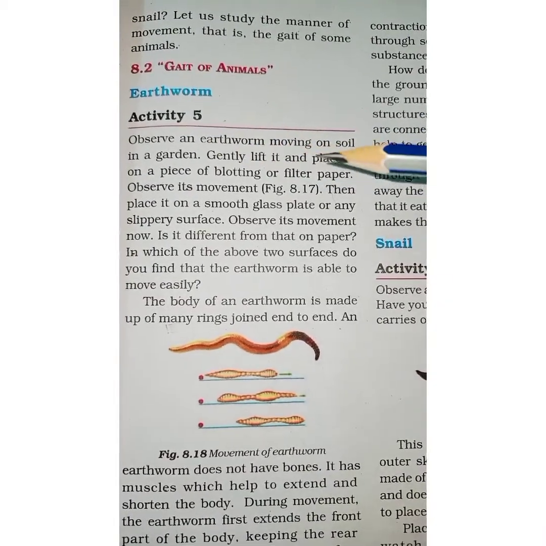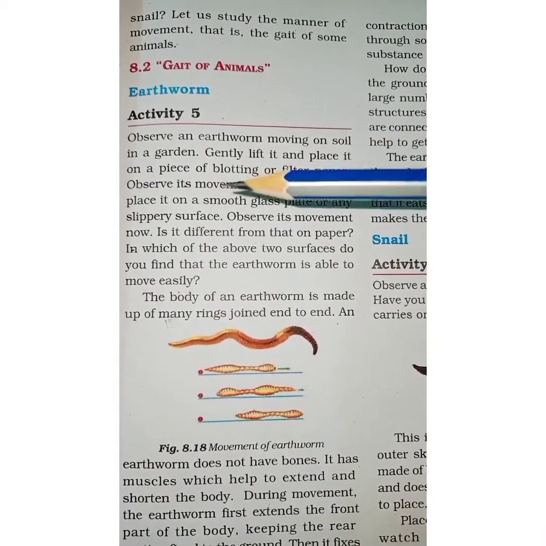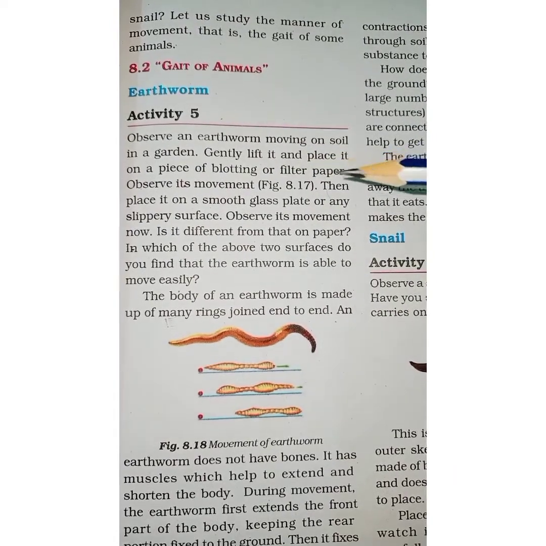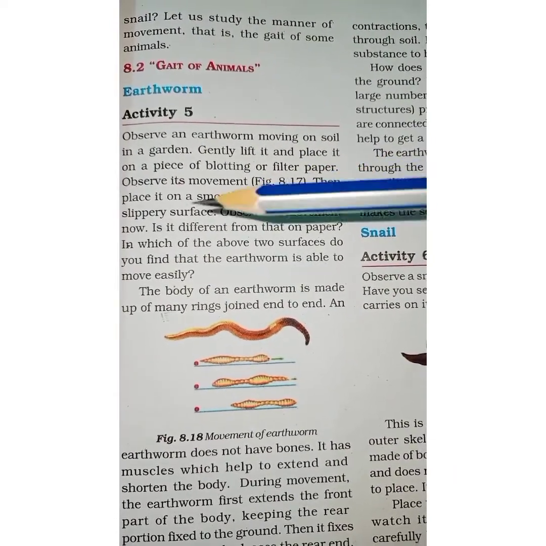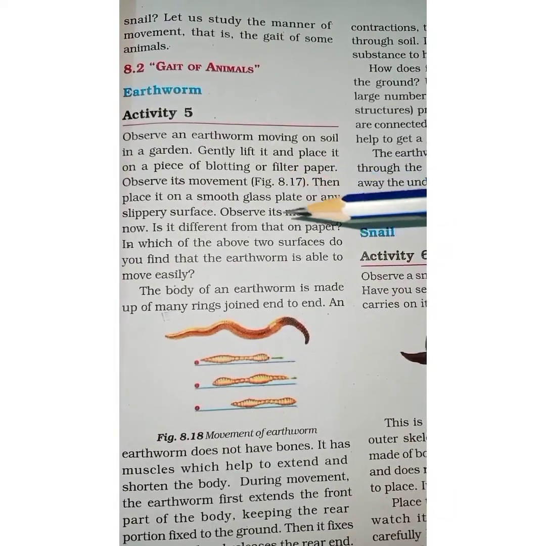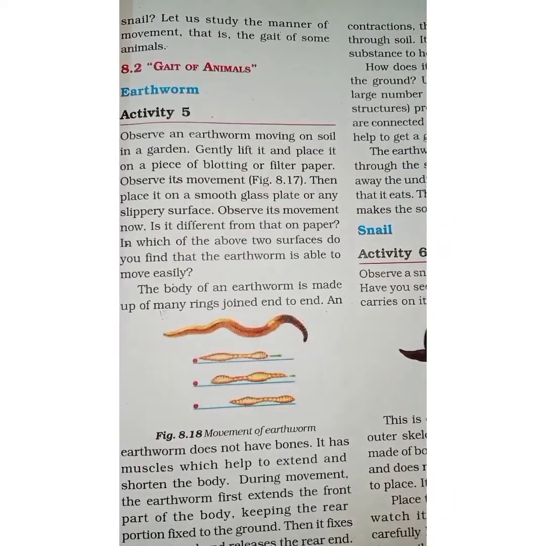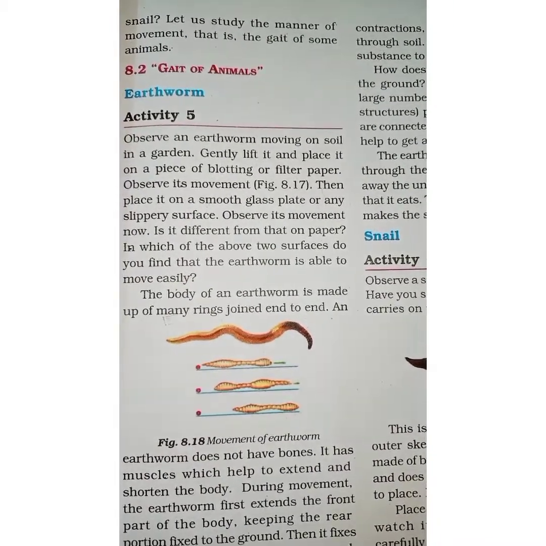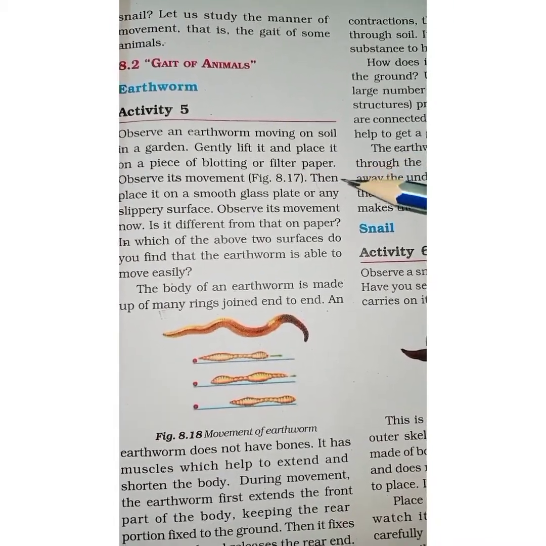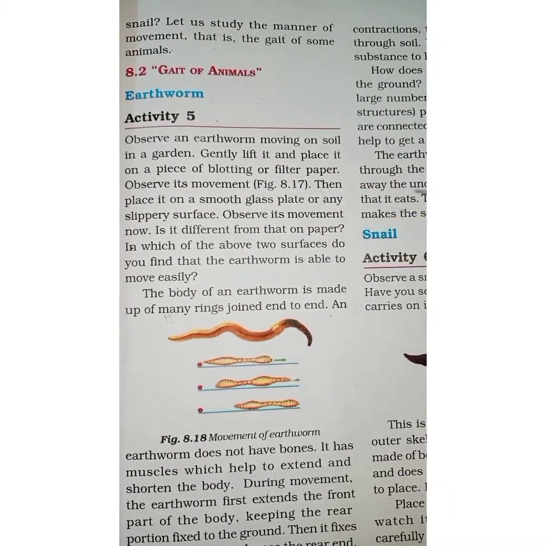Observe an earthworm moving on soil in a garden. Gently lift it and place it on a piece of blotting or filter paper. So what we are asked to do here is observe an earthworm and its movement on the soil in a garden. Then we are going to gently lift and place it on a piece of filter paper or blotting paper.